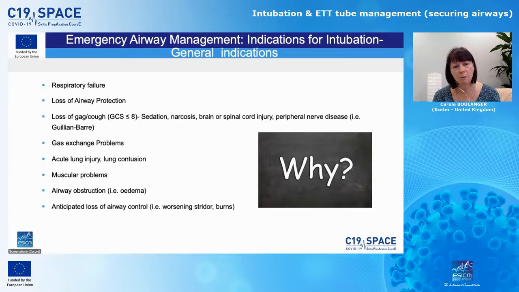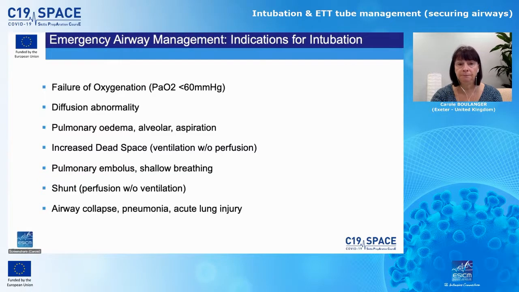Gas exchange problems we'll talk about in a later talk. Acute lung injury, lung contusion, muscle problems, airway obstruction such as caused by edema. And also if we might have an anticipated loss of airway control in a situation where we may have a worsening stridor, perhaps, or burns even. Principally, we're going to talk here about failure of oxygenation and about diffusion abnormalities.